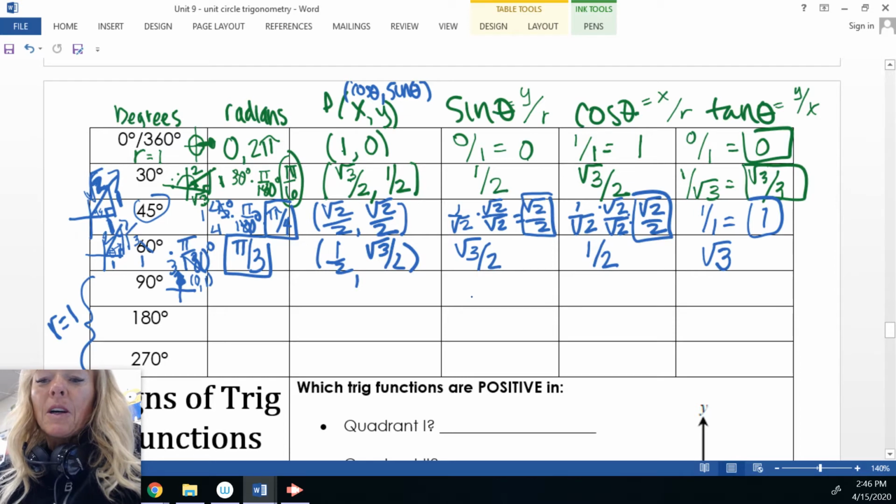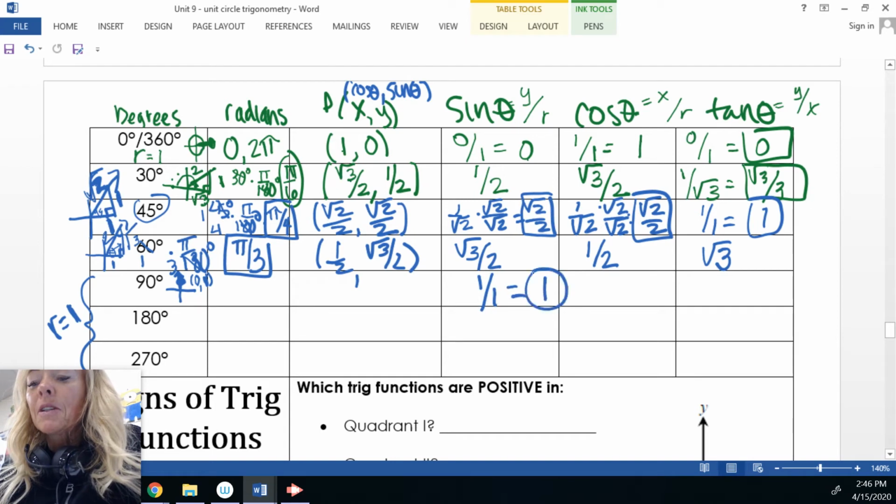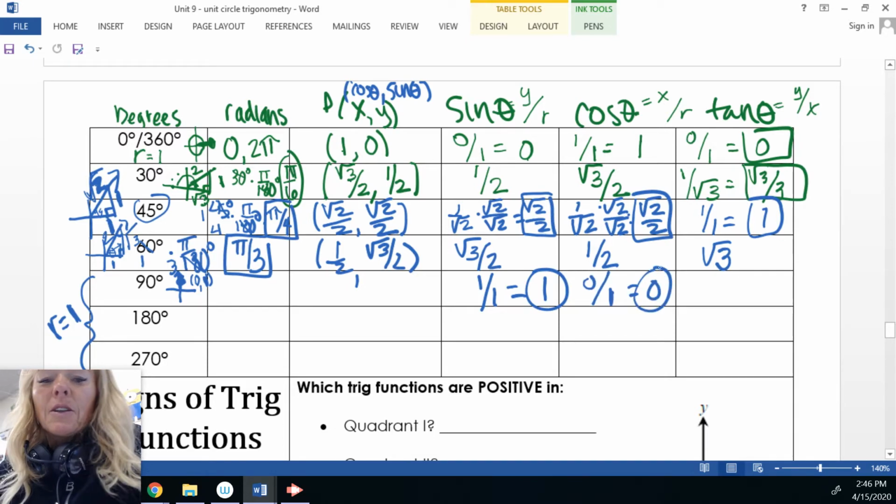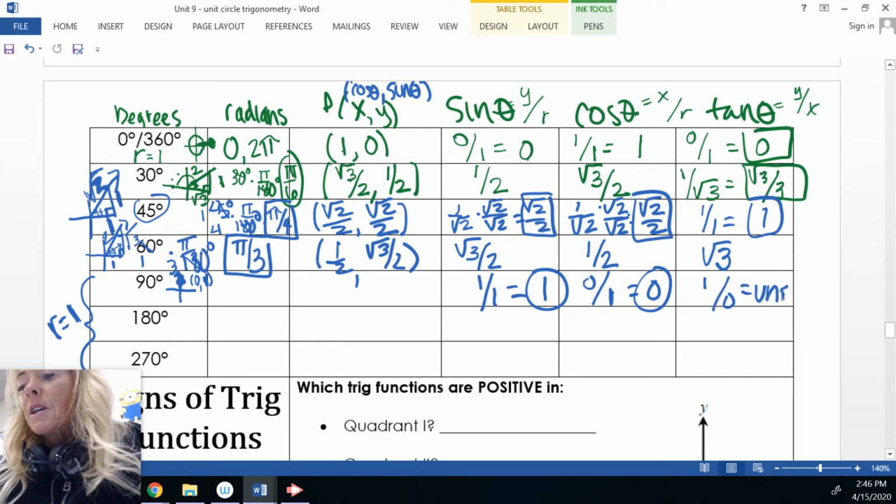our sine is y over r. So y is 1, r is 1, so that's 1 over 1, which is 1. Cosine is x over r, so x is 0, over r is 1, so that's 0. And then our tangent is y over x. Y is 1 and x is 0, which is undefined.